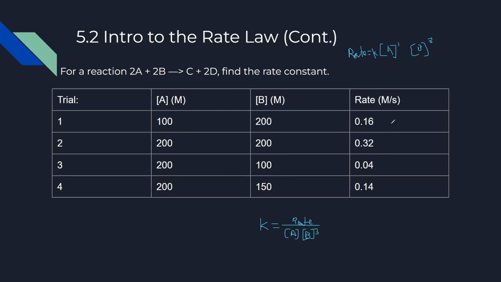Now you can just put in one trial, for which I'll just do trial 1. So you have to do K equals 0.16 divided by 0.1. Sorry, my bad, not 0.1. 100 times 200 cubed. And now once you do this, you get K being 2 times 10 to the negative 10th, which is extremely small.